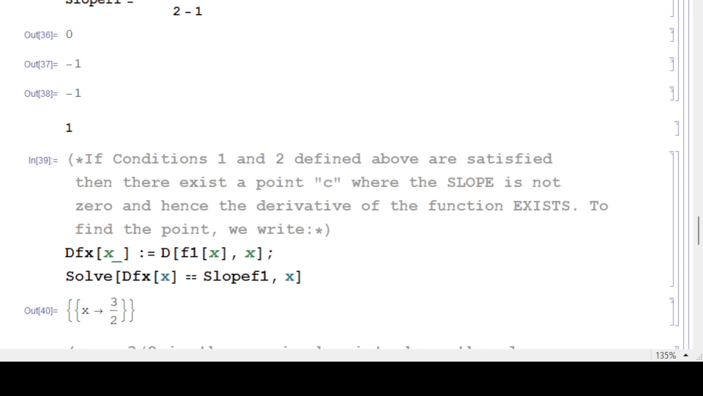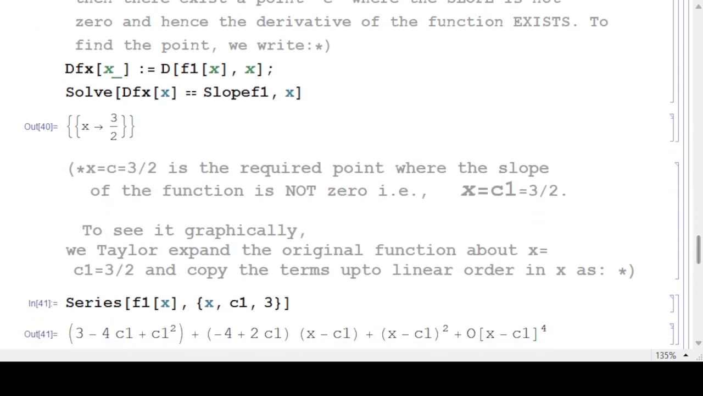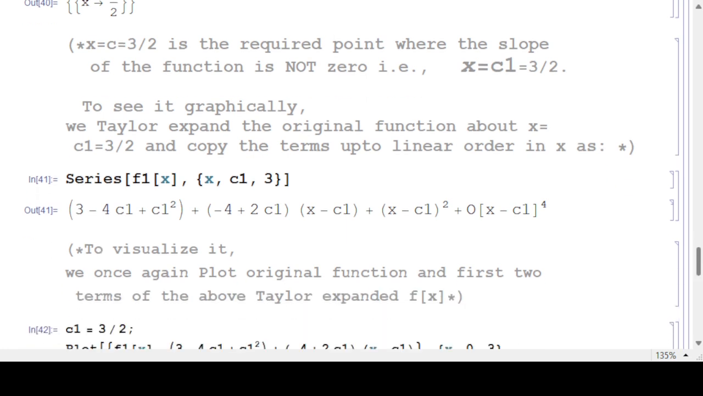So to find the point, we write again df of x is equal to the derivative of f(x) with respect to x, and we solve in the same fashion as we have done above, and we find the point x equal to 3 by 2. So to visualize it graphically, we Taylor expand the original function about x equal to 3 by 2 and copy the terms up to linear order in x. So we copy these two terms.